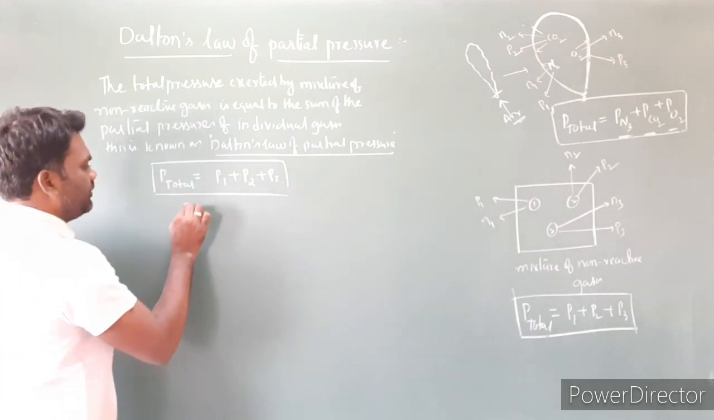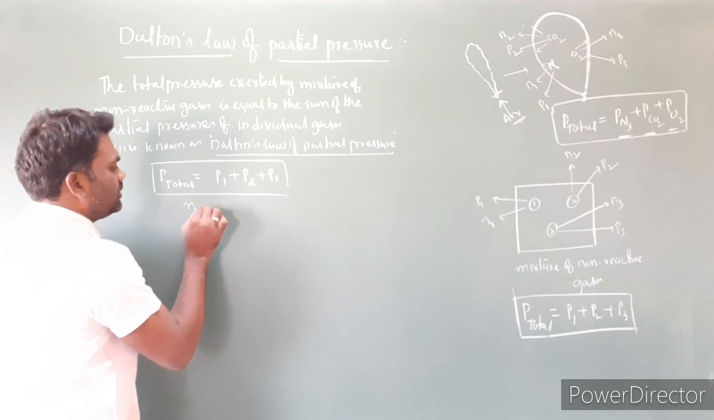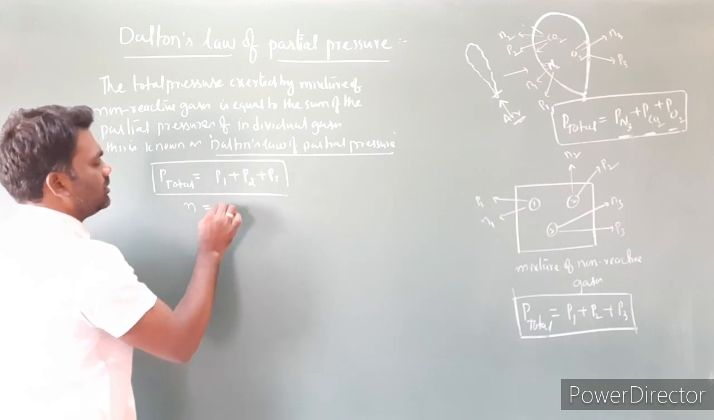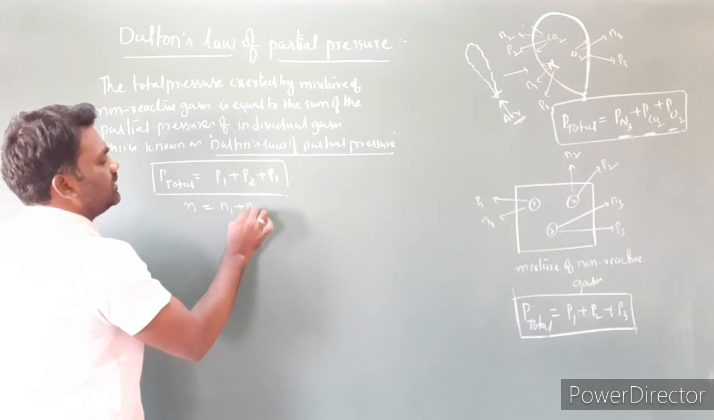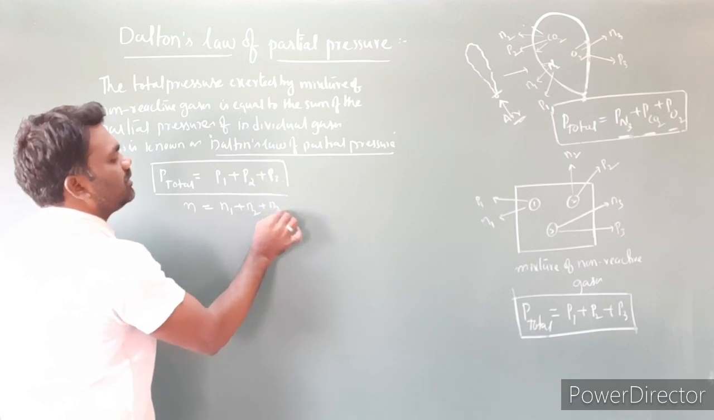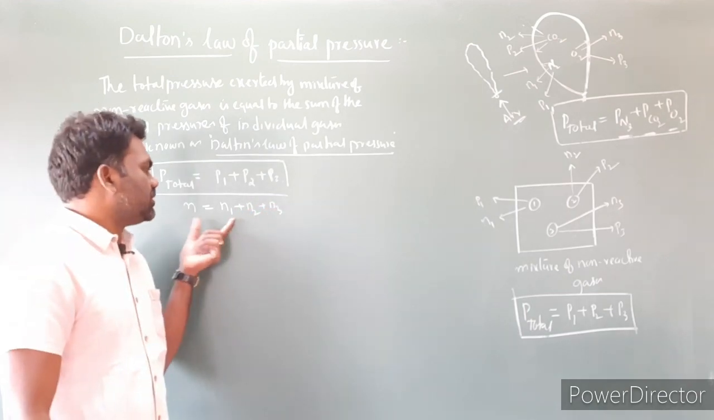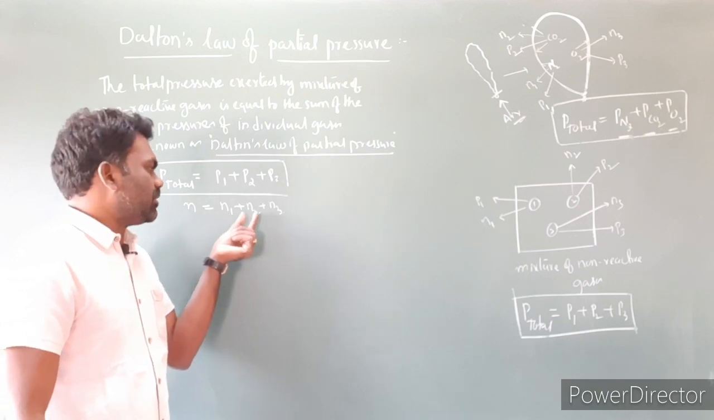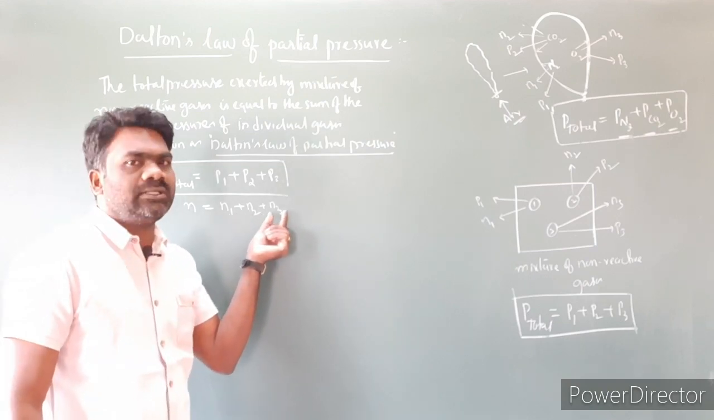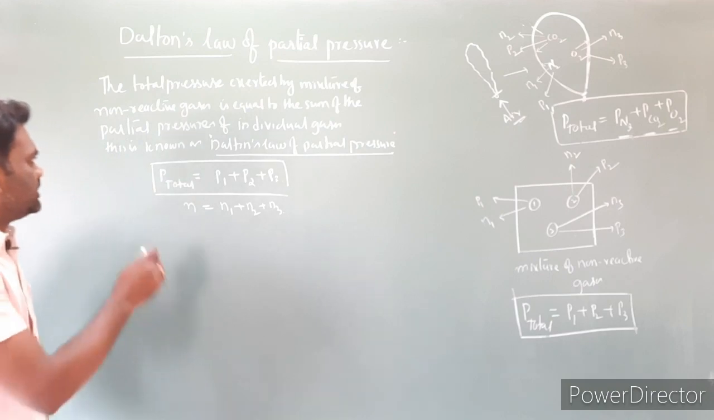Here the number of moles of each gas adds up to the total number of moles. Total number of moles is equal to the number of moles of the first gas plus number of moles of the second gas plus number of moles of the third gas, and so on. So this is the definition.